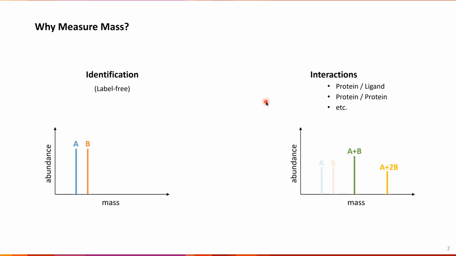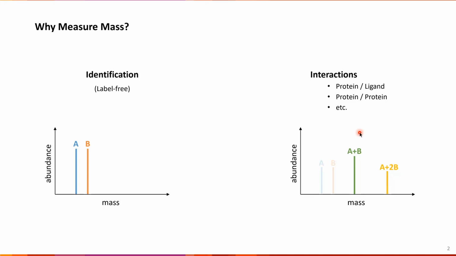Secondly, measuring mass is quite convenient when you want to measure protein interactions. If a complex were to form between, let's say, a protein and a ligand, or a protein and another protein, you would expect the mass to be the sum of the component masses. On the right here, if A and B were interaction partners, we would see in their masses a peak corresponding to the A and B complex. We could even distinguish between different stoichiometries, for example this 1 plus 2B complex, which would have a higher mass than the first complex. So there are a lot of reasons why one would want to measure the mass of biomolecules.